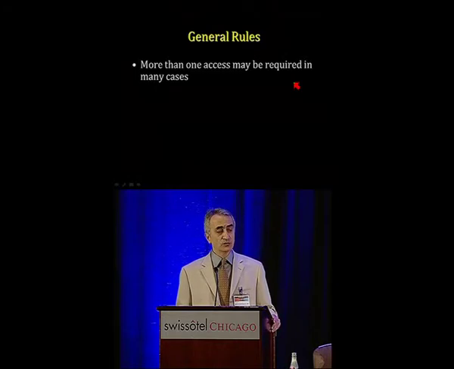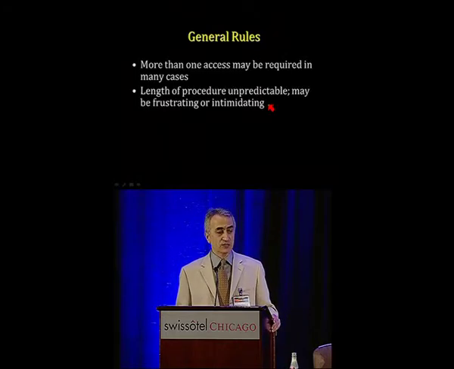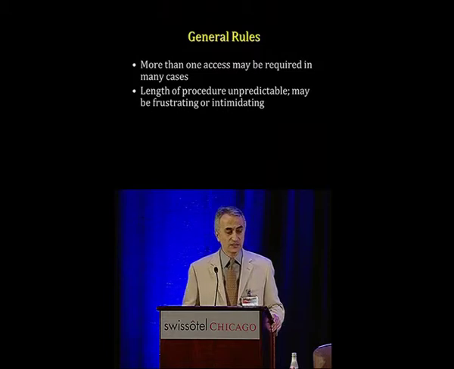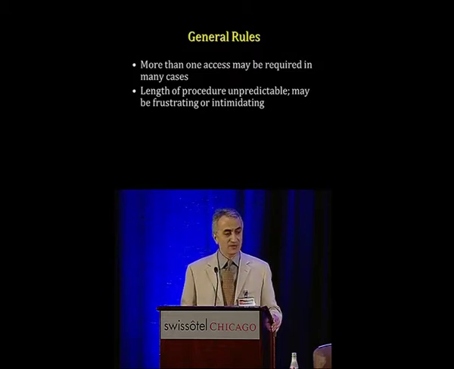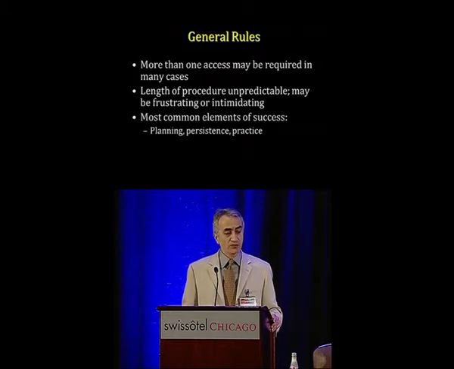As a general rule, you may need more than one access in these chronic venous occlusions. Length of the procedure is unpredictable. I've done them in 15 minutes, and I've done them in 5 hours. It really depends on the length of the lesion and how bad things are. Most common element of success is planning, persistence, and practice. You got to have some practice in these things. If you don't have a whole lot of practice in chronic venous occlusions, you're going to be frustrated.